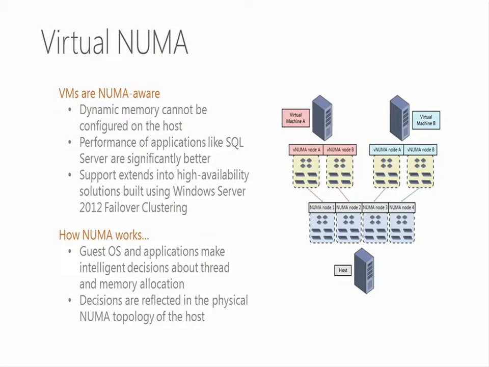Next, we're going to talk about virtual non-uniform memory access. Non-uniform memory access talks about how dynamic memory can be configured, and how we're going to deal with that dynamic memory from our host perspective. So you have lots of virtual machines, and we introduced dynamic memory in Windows Server 2008, where we can grow the amount of memory allocated to an individual server. Now with NUMA, this allows the guest operating system and the applications to make intelligent decisions about how to thread memory and how to make that memory allocation across all the different virtual machines running on your server.